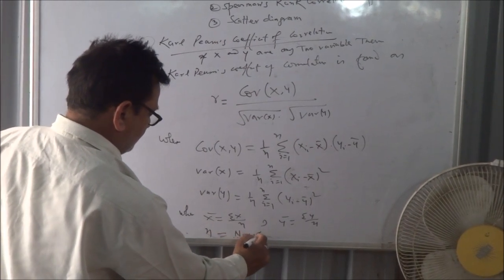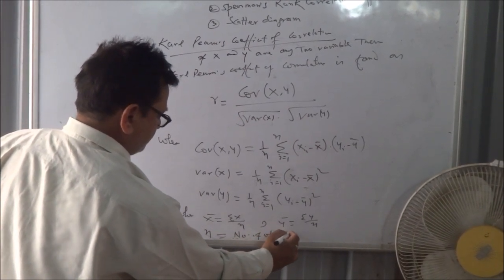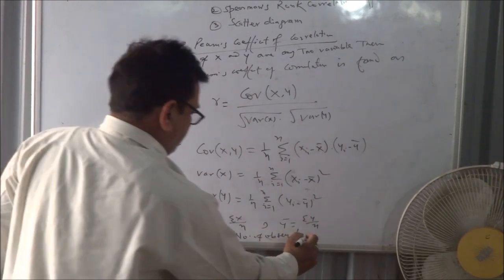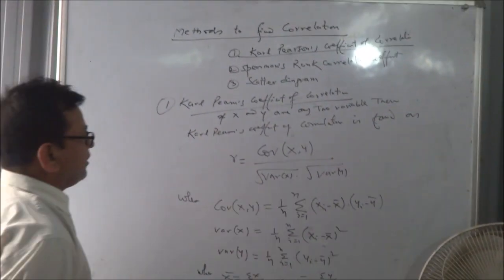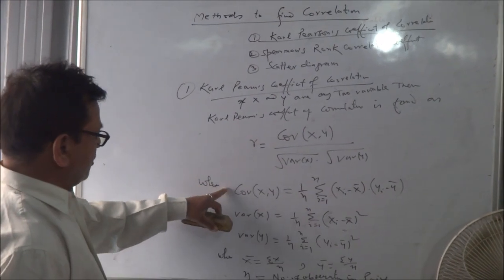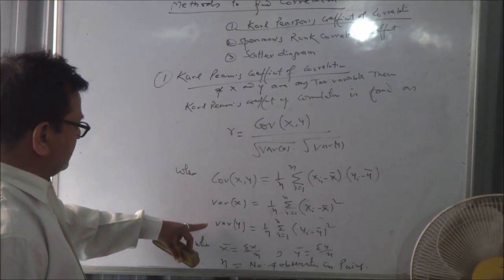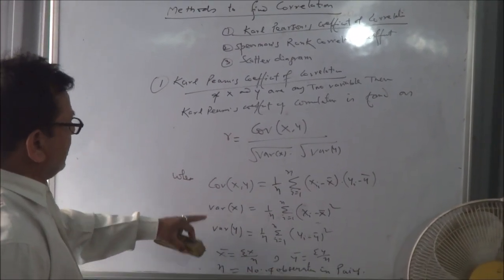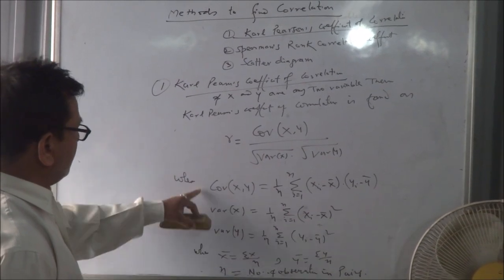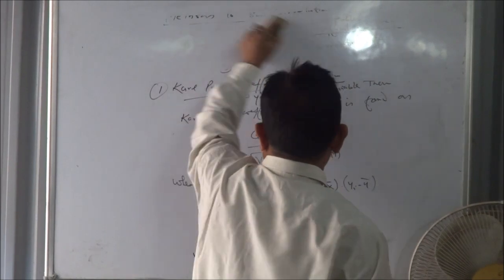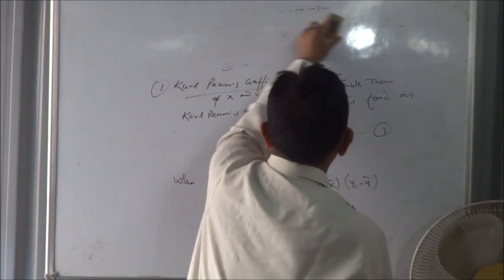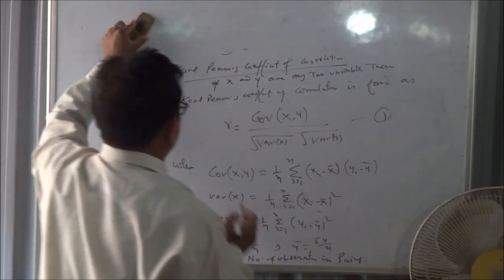Number of observations in pairs. So these are the formulas for covariance, variance of x and variance of y. Now we put all these values of covariance, variance of x and variance of y. So from this equation first you can calculate another formula.